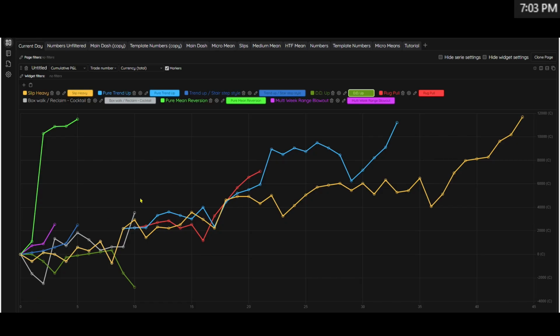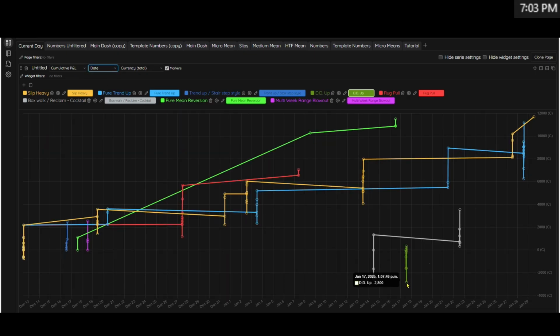Some of these tags, there's going to be multiple trades under one of these days. So if I go to date, we can see this tag right here called double distribution up, which I did lose money on. There was only one day where that day type was on since the creation of the tag. These two have the most sample size. We got pure trend up and slip heavy. And then this one, there's been a few days, 1, 2, 3 days of trading with pure mean reversion.